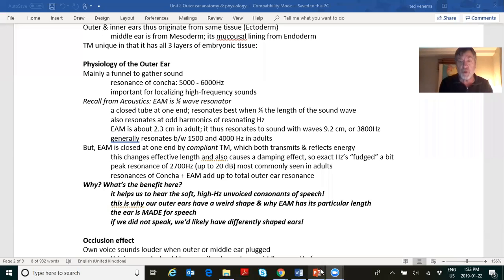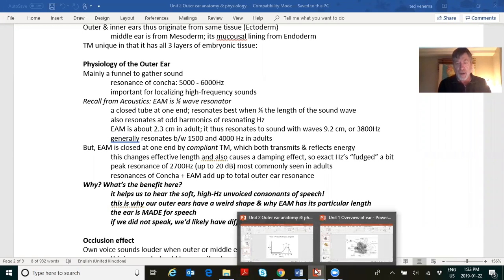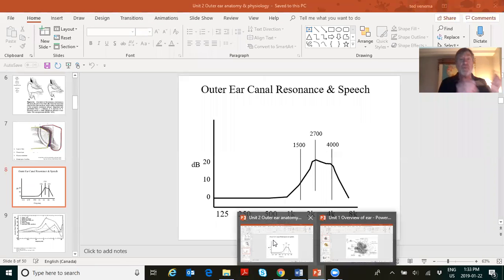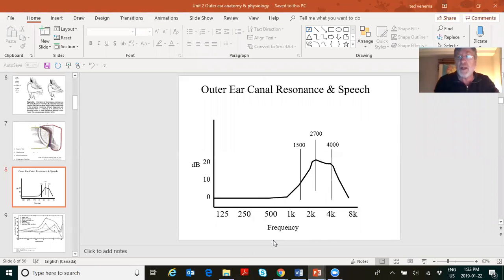And what else is a quarter wave resonator? Your ear canal, because it's closed at one end by an eardrum and open at the other end. So it too is a quarter wave resonator. So now let's share screen and look at the outer ear as a quarter wave resonator. So we'll go to our PowerPoint slide here and outer ear anatomy, and we'll look at the outer ear canal here.